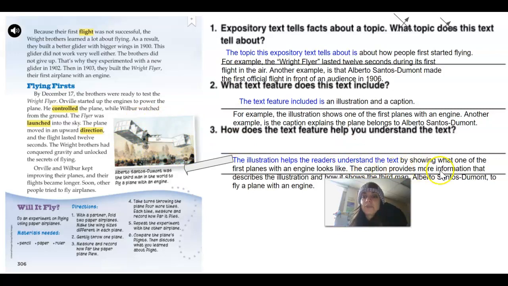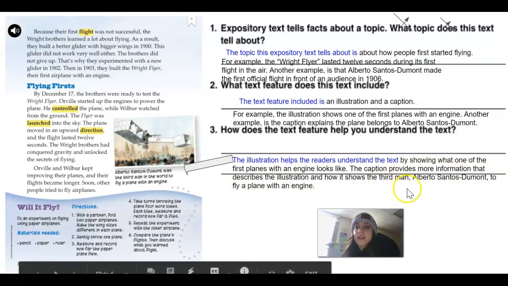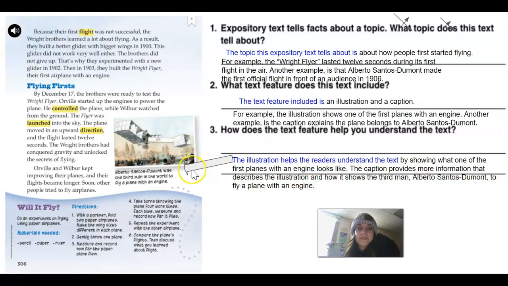The caption provides more information that describes the illustration and how it shows the third man, Alberto Santos Dumont, to fly a plane with an engine. So we just restated this question and used the illustration and the caption to explain how it helps us to better understand the text.